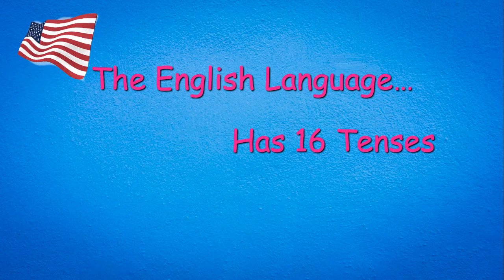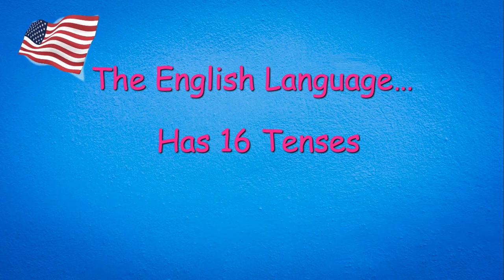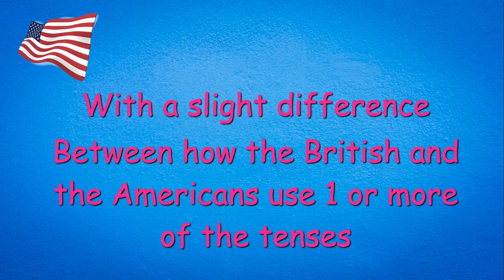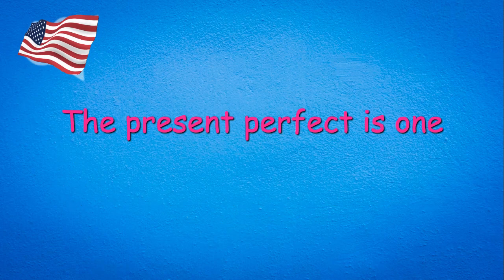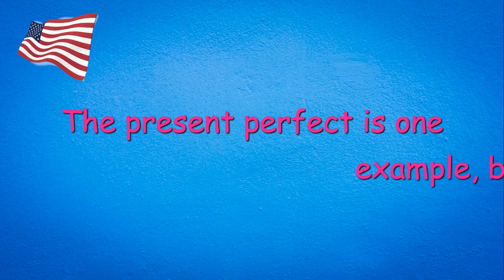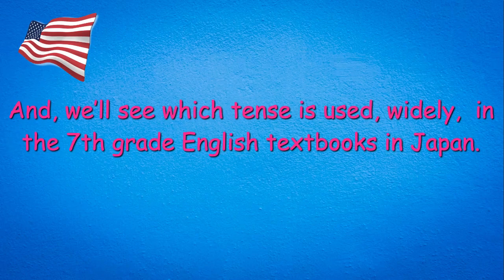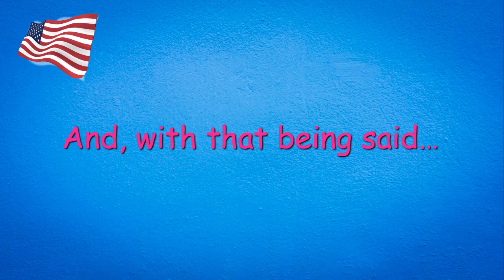The English language has 16 tenses, grammar tenses, that is, with a slight difference between how the British and the Americans use one or more of the tenses. The present perfect tense is one example, but we'll get to that later. And we'll see which tense is used widely in the 7th grade English textbooks in Japan. And with that being said, let's roll.